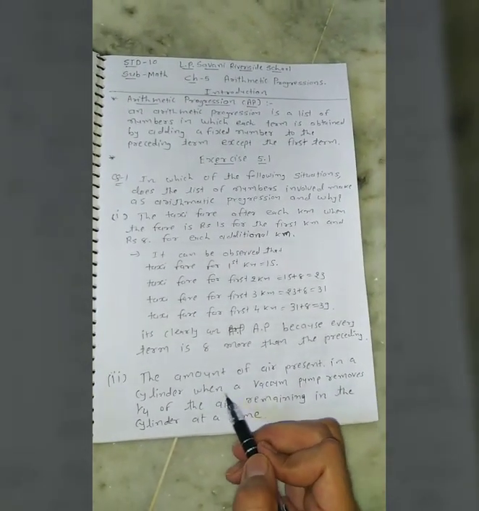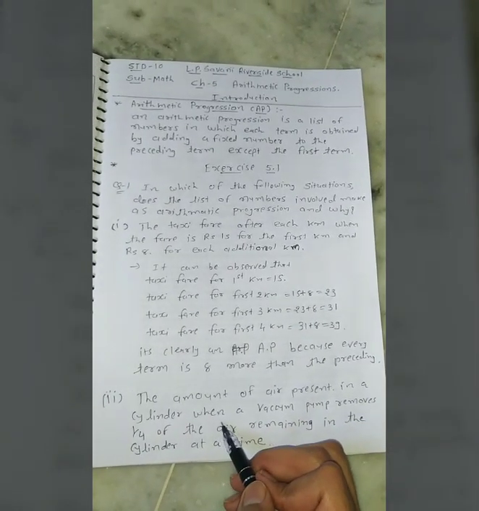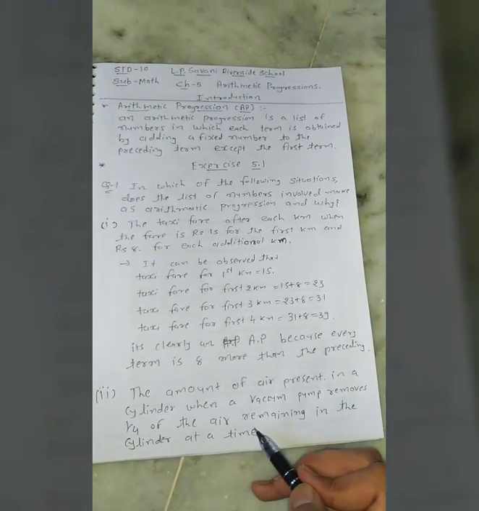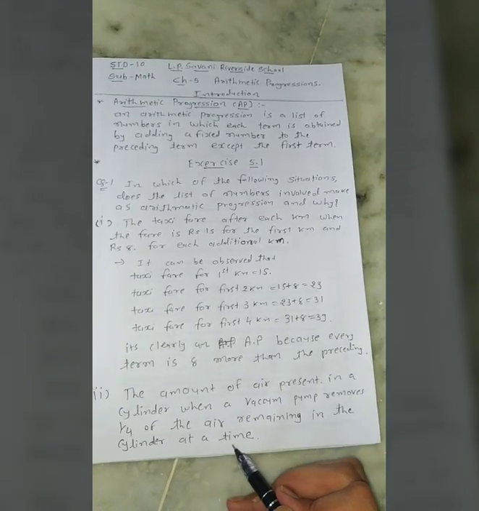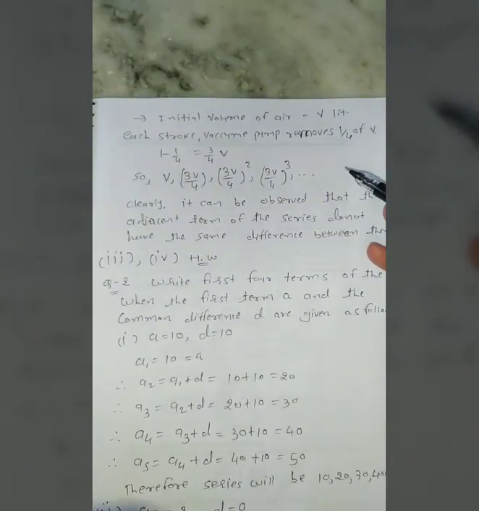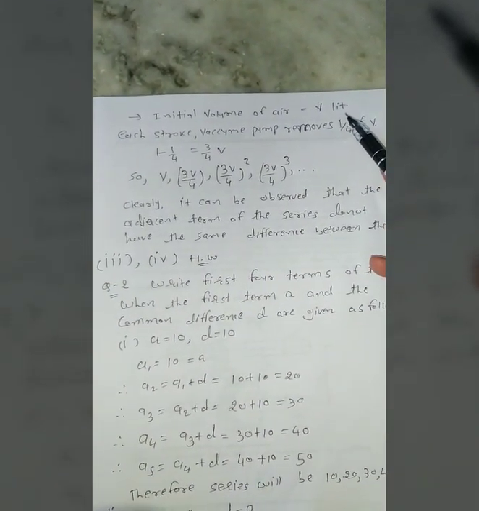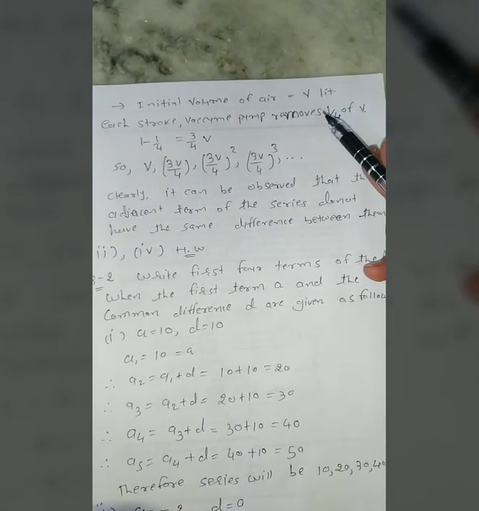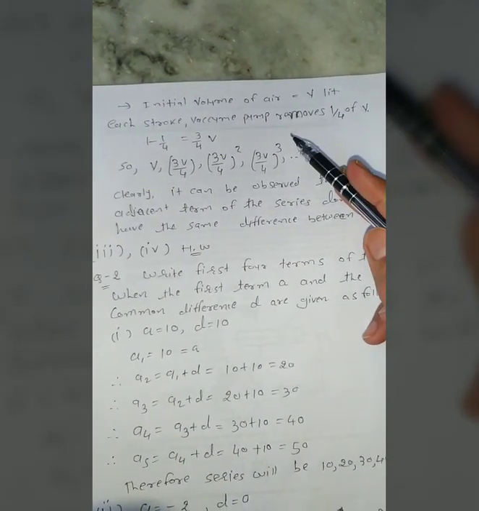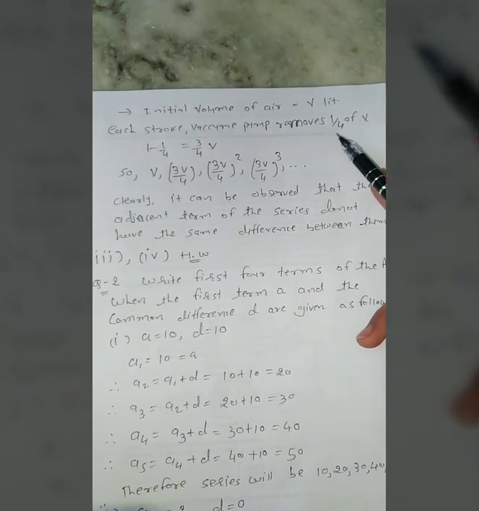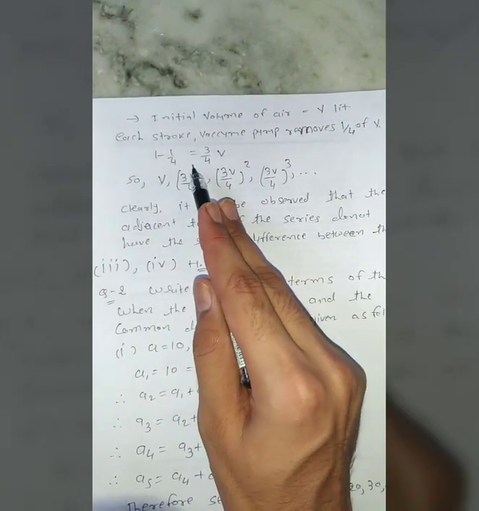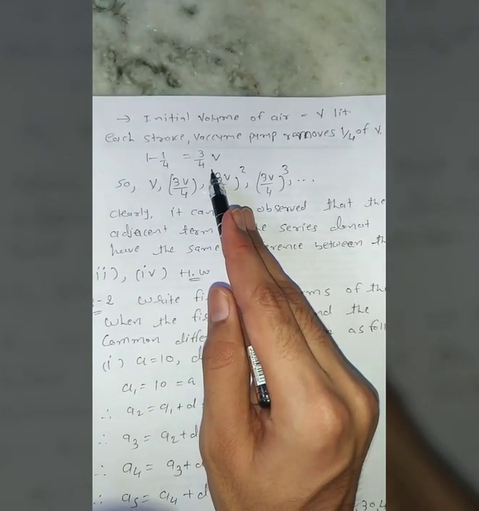The amount of air present in a cylinder when a vacuum pump removes 1/4 of the air remaining in the cylinder at a time. Okay, so the initial volume of the air is equal to V liters. Each stroke, the vacuum pump removes 1/4 of the volume. So 1 minus 1/4 is equal to 3/4 V.